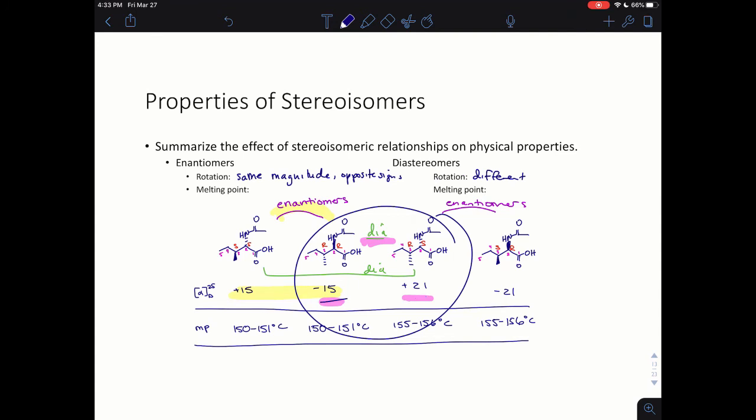So diastereomers are different. Okay, what about melting points? Well, of course, the enantiomers have the same melting point. And diastereomers, different. They're different. Diastereomers are different.